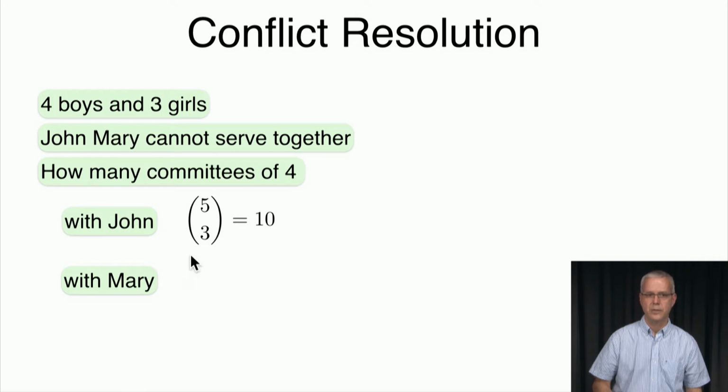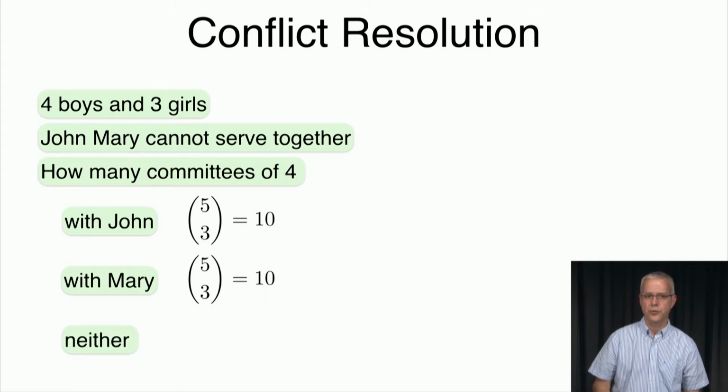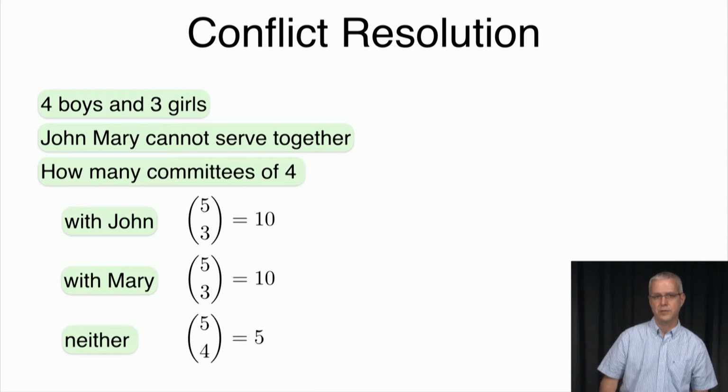Again, it's going to be the same number, because when we exclude John and Mary, we have 5 people left, and out of them, because we're including Mary, instead of 4 we need to choose 3. That's 5 choose 3, which is 10. And how many committees will have neither John nor Mary? Well, then we have 5 people left, and out of them we need to choose 4. So that's 5 choose 4, which is 5.